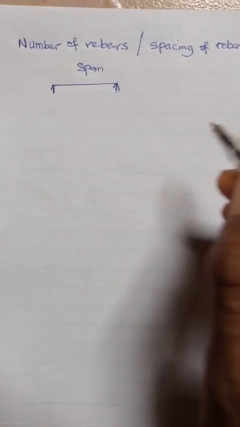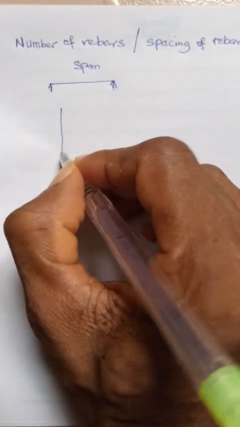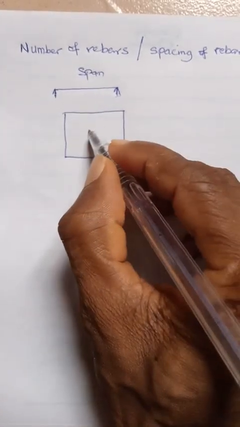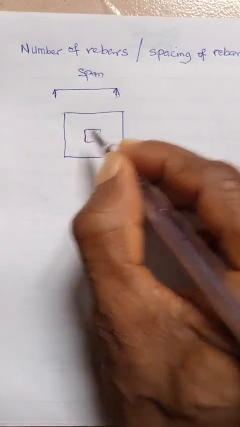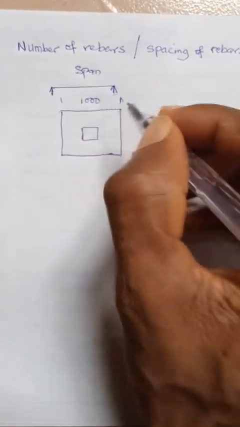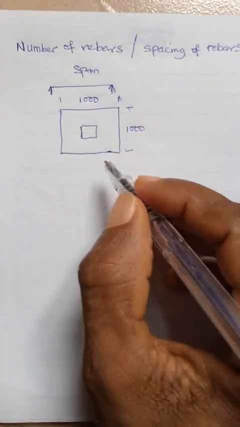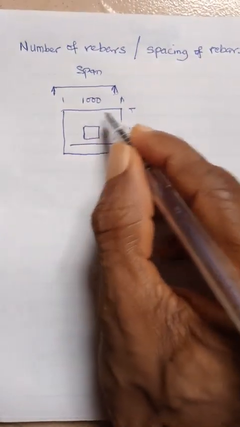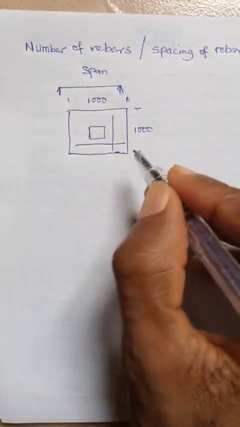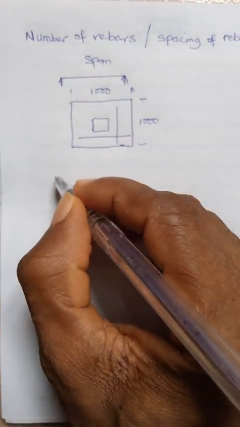So ordinarily, when we have a base, let's say a base of 1 meter by 1 meter, from here to this point we have it as 1000, and this point to this point we have it as 1000. Now we have our reinforcement this way and this way. This is a square base. When we talk about number of reinforcement, we are looking at it as this.